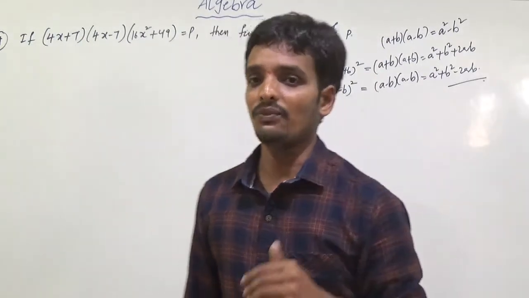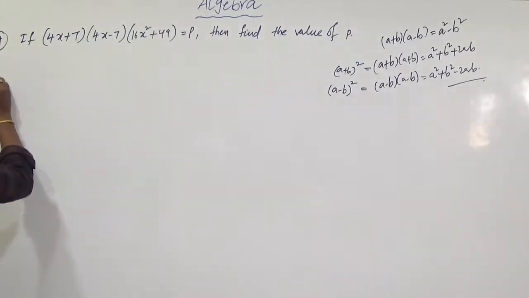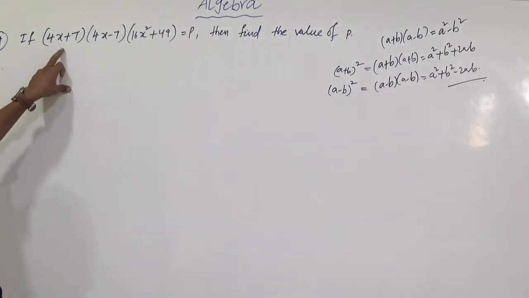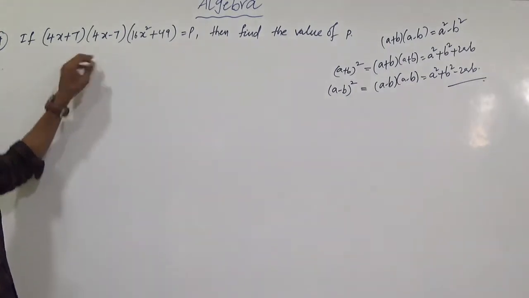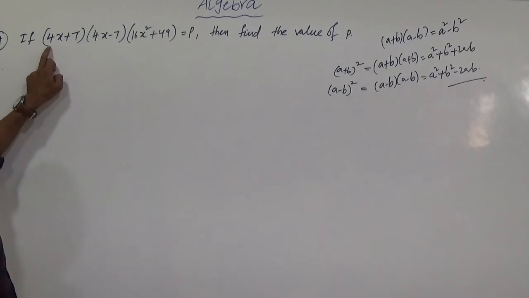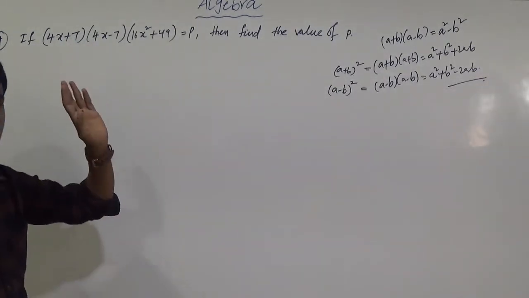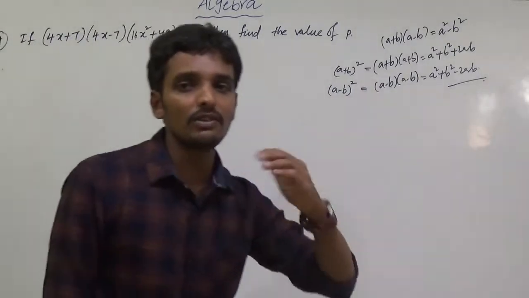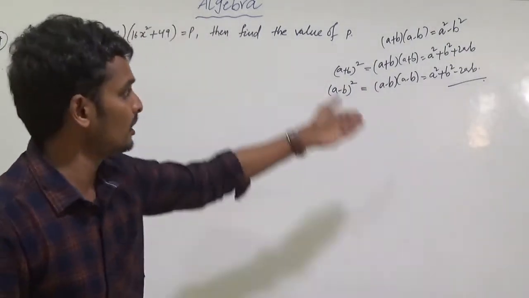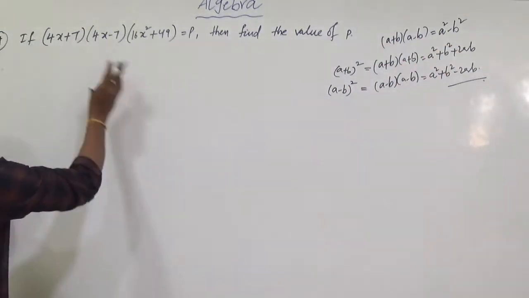Sometimes in our problem, here 4x plus 7 into 4x minus 7, if you observe the first two terms, they are in the form of a plus b into a minus b. So there is no need to multiply binomial with binomial. We can directly apply the formula, a square minus b square. So we can solve this problem.